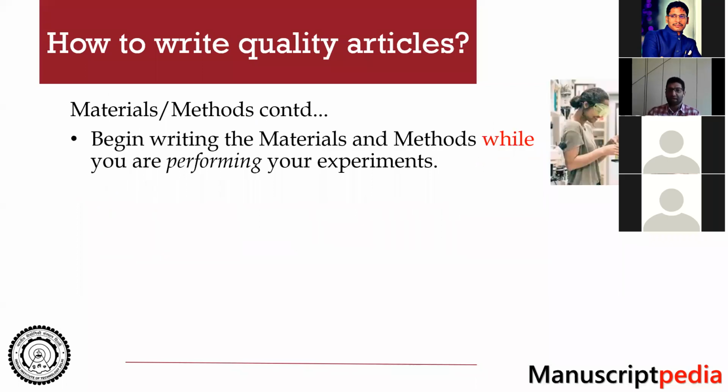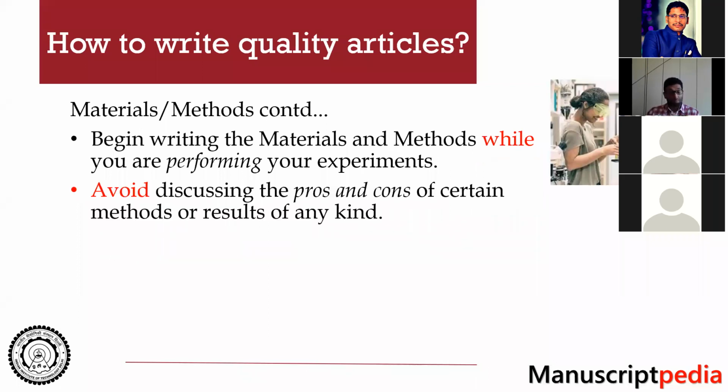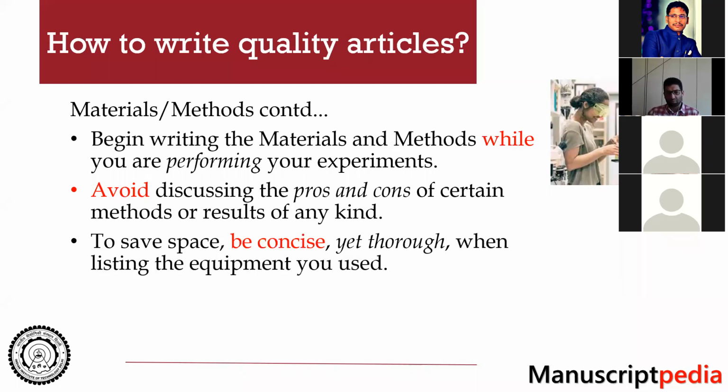You should begin writing your materials and methods while you're performing experiments, so that you don't miss out any data and later struggle recalling them. Do not discuss the advantages and disadvantages of any materials and methods in your materials and methods section. To save space, you should be concise yet thorough when you're talking about the various equipment used.